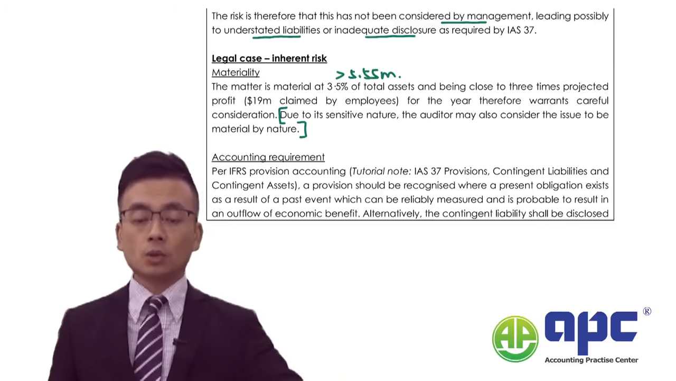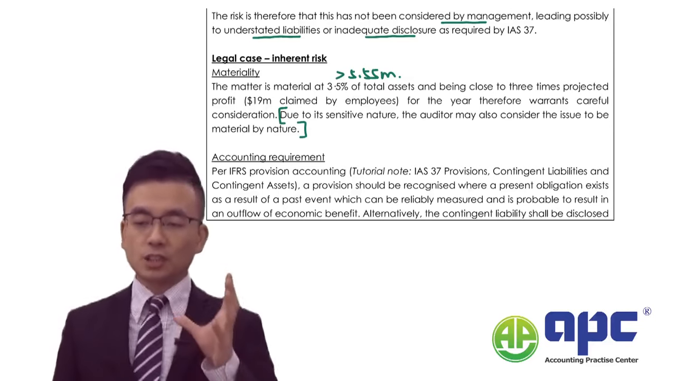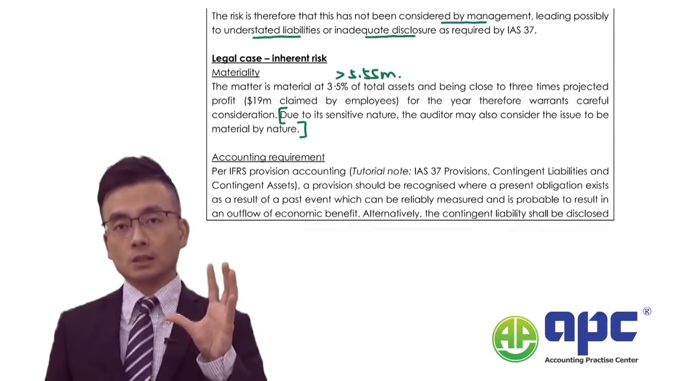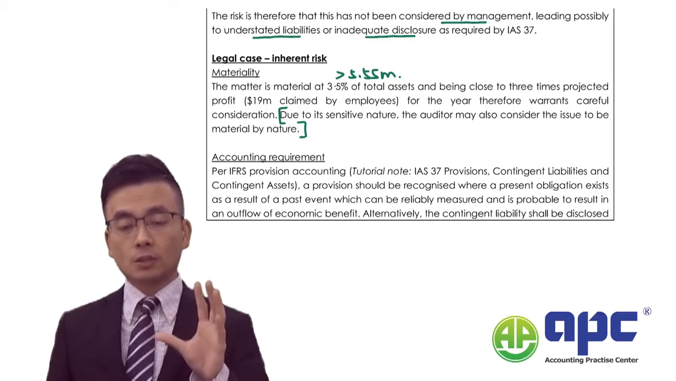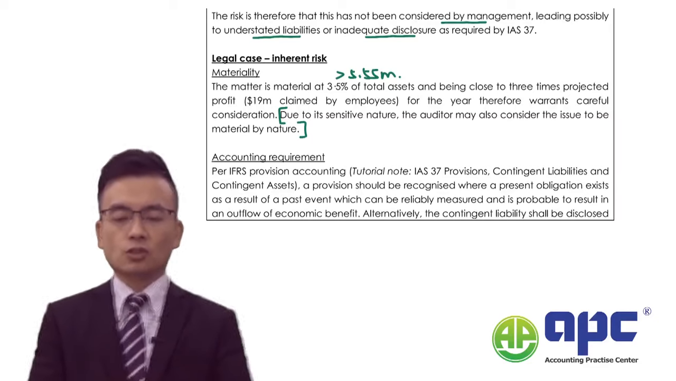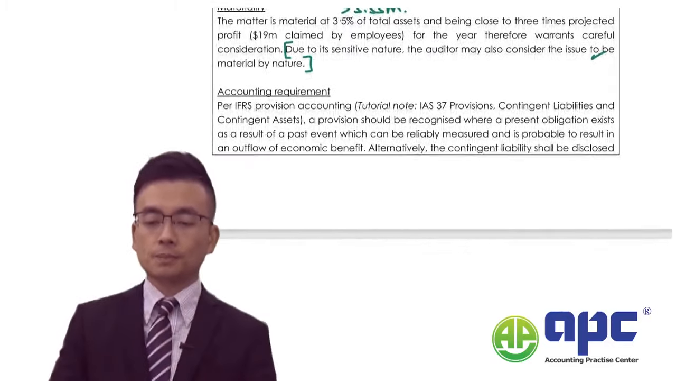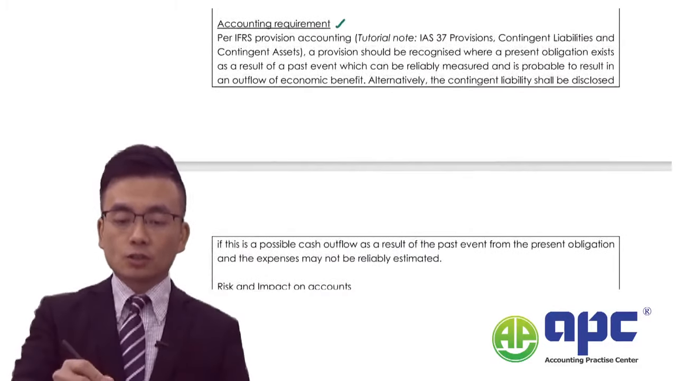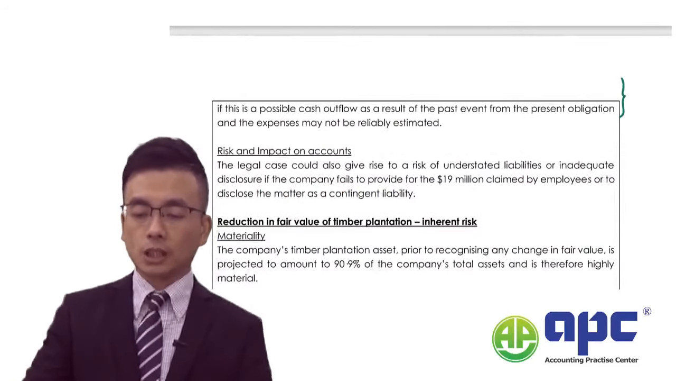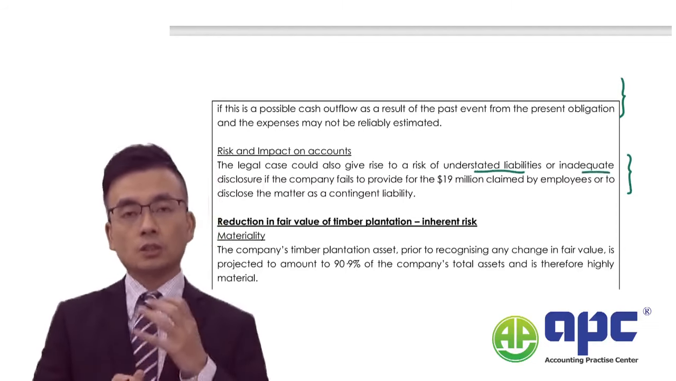And that's why we will set a particular materiality level for that. But actually, as you can see, the claims by the employees are so high, and that's why the $90 million is quite material in its amount. So we don't really say the nature stuff here, okay? We don't really need to say that in your exam, but you can, of course. And of course, according to your accounting treatment, the provision accounting, as I said, is from the previous paragraph, and the impact on accounts is that liabilities may be understated or under disclosure of such amount.